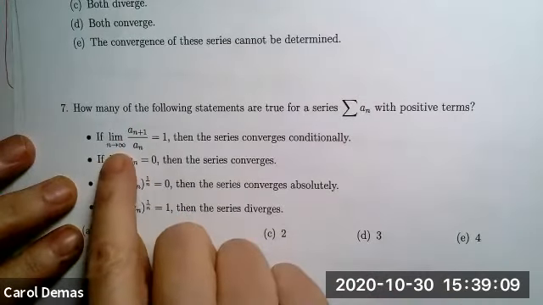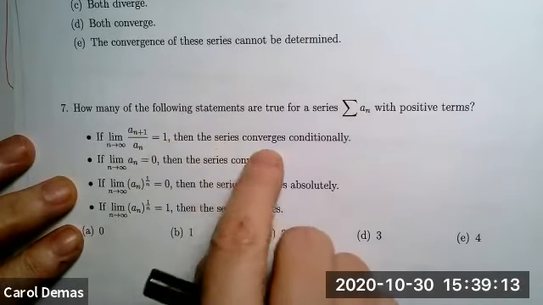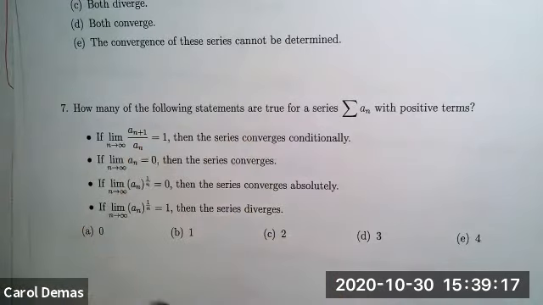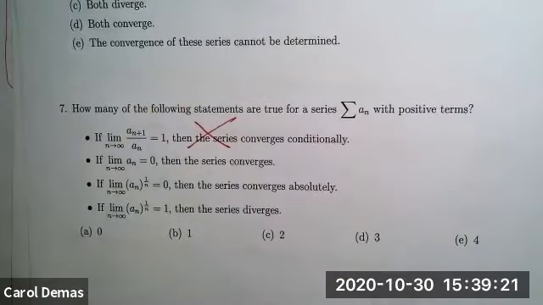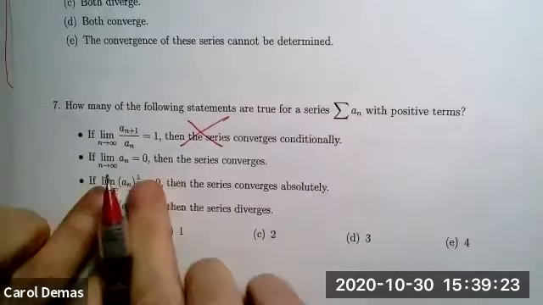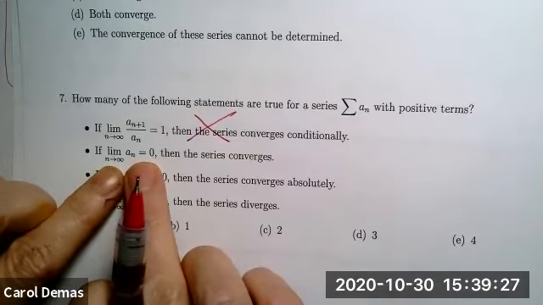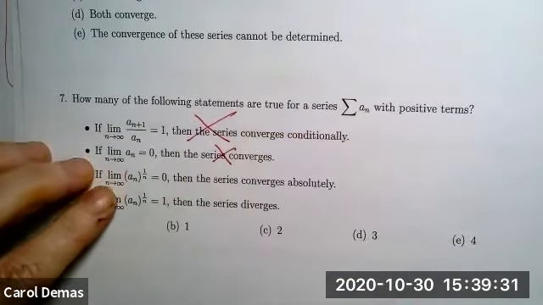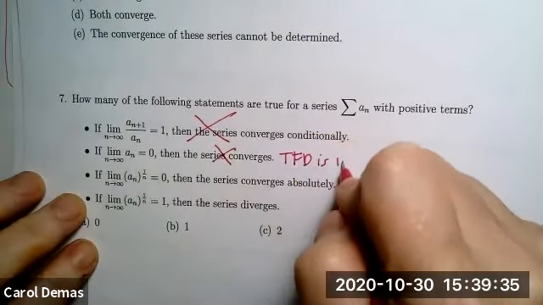If the limit as n goes to infinity of a sub n plus 1 over a sub n equals 1, is this true? No. It means the ratio test is inconclusive, not that the series converges conditionally. What about this? Also inconclusive. That doesn't tell us anything about the series. This tells us that the test is inconclusive.